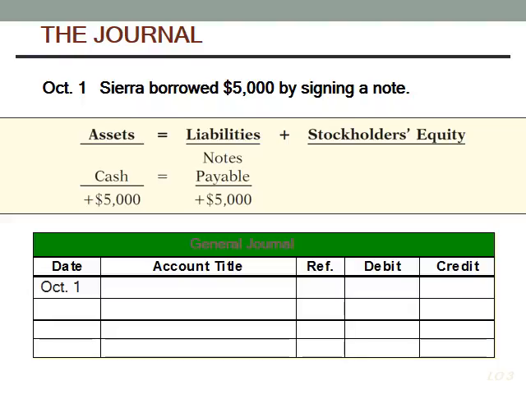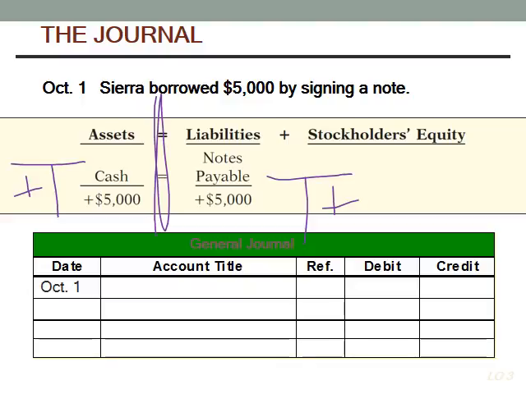All right, the second transaction, Sierra borrowed $5,000 cash by signing a note. Focus on cash first. What happened to cash? Well, cash increased. If cash increases, that's a debit to cash. Liabilities, that's the opposite side of the equal sign, so we know that that's an increase with a credit.